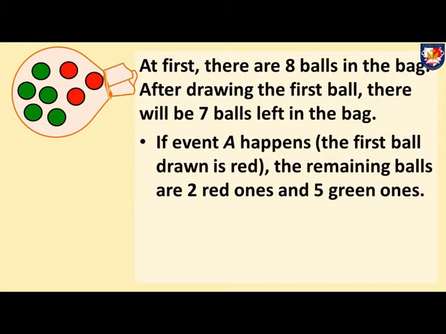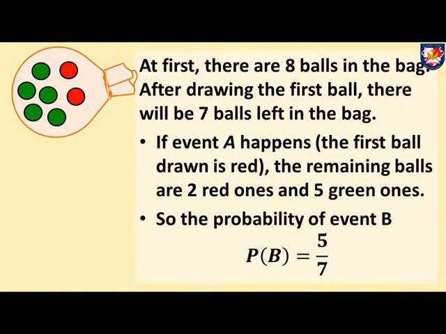If event A happened, that means the first ball drawn is red, and the remaining balls are 2 red ones and 5 green ones, as you can see here. So the probability of event B is actually 5/7, because event B is the green ball drawn. So 5 green balls out of 7 balls inside the bag.